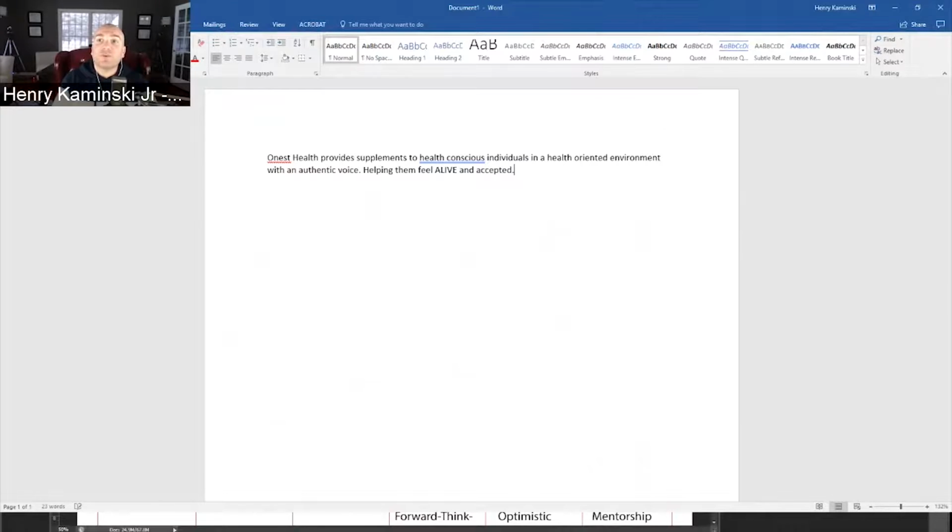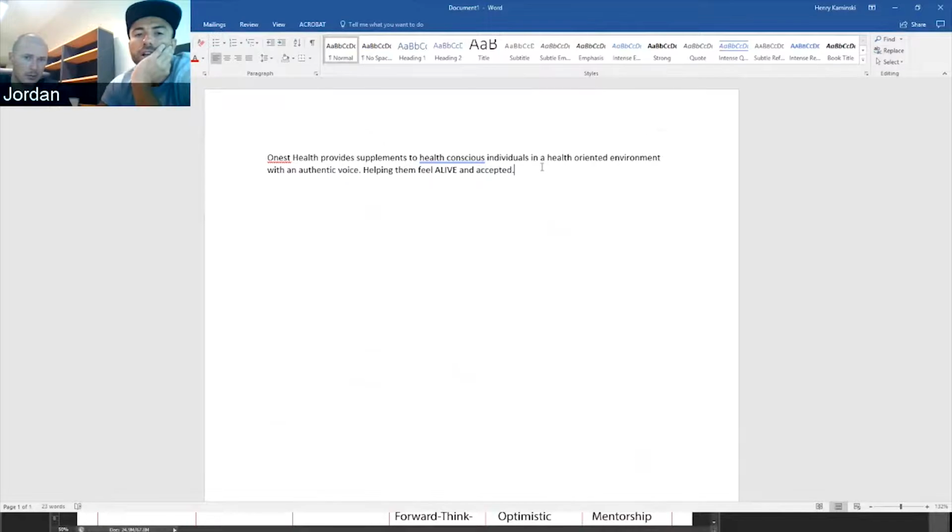Again, this is very, very rough, but as you can see, this is why I told you to pick one out of each column. So, Onest Health provides supplements to health-conscious individuals in a health-oriented environment with an authentic voice, helping them feel alive and accepted. That's a very straightforward statement. It's not how you position yourself.